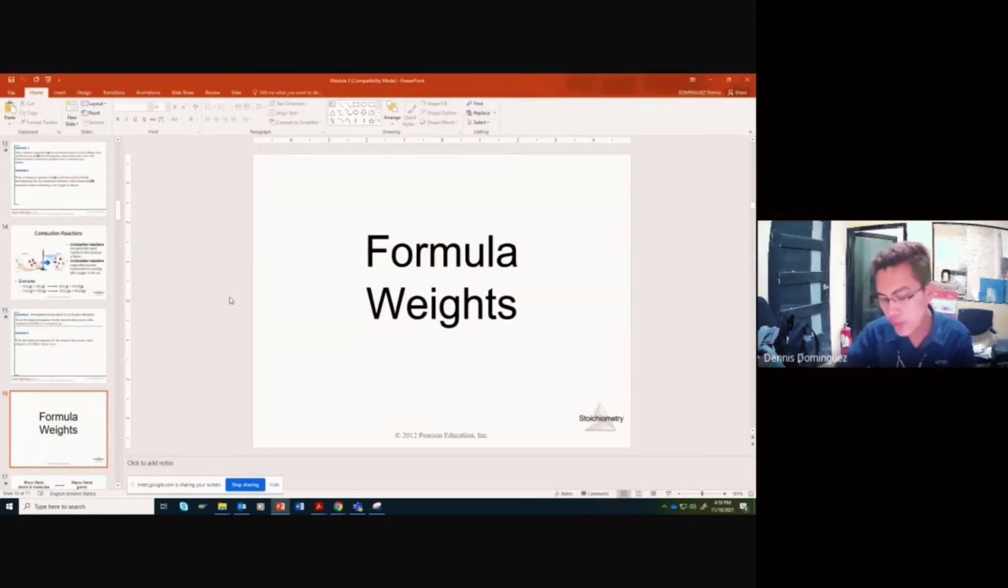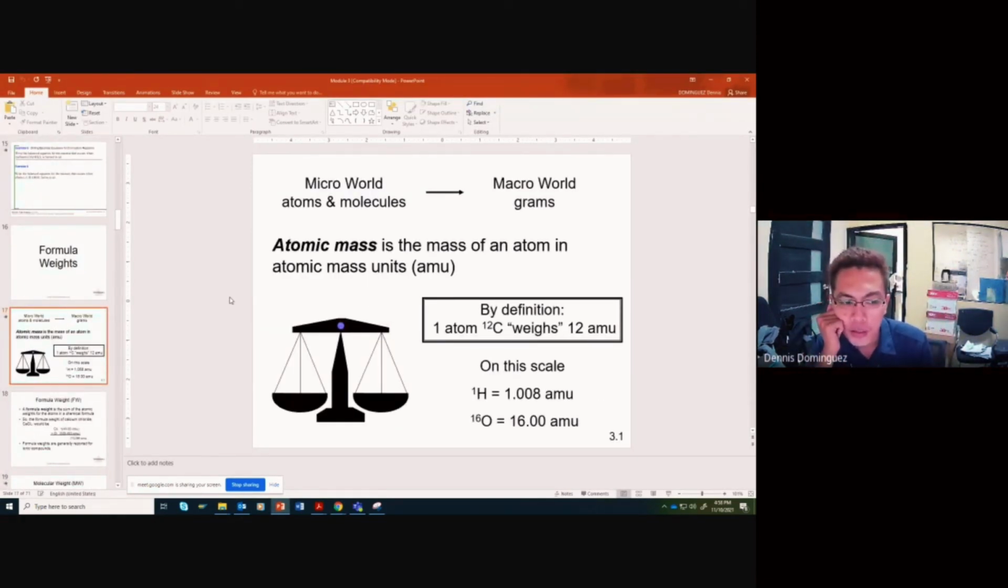You have formula weights. Formula weights are the sums of the atomic weights of each element present in the chemical formula. Atomic mass is the mass of an atom in atomic mass units, AMU. By definition, the number in the superscript is the atomic mass for that specific element. For example, carbon-12 means 12 AMU, or atomic mass units, per carbon atom. Hydrogen is 1, or 1.008 to be exact, in AMU. And for oxygen you have 16 AMU. What you see as mass in the periodic table is the AMU for each element.